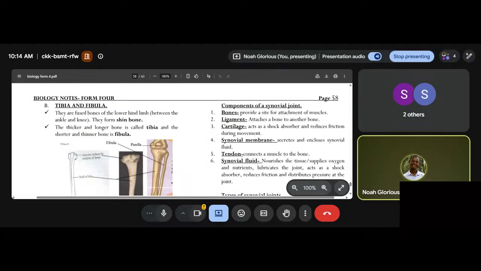You have a question? No. Now, another very important component of a joint is the parts of a synovial joint.